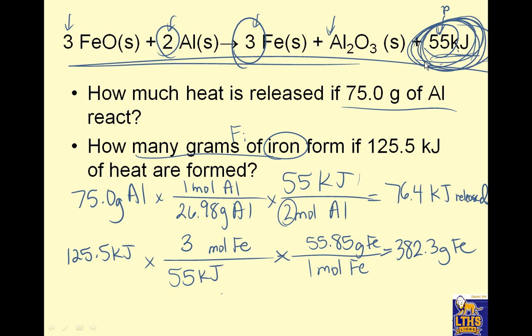All right, so heat can be used as a coefficient. If heat's on this side, this number can be compared to any moles of that. It can only be heat in moles. Moles, heat, coefficient of heat, coefficient of aluminum.